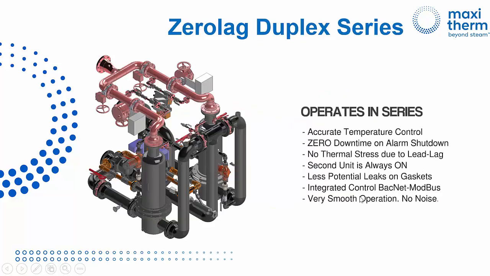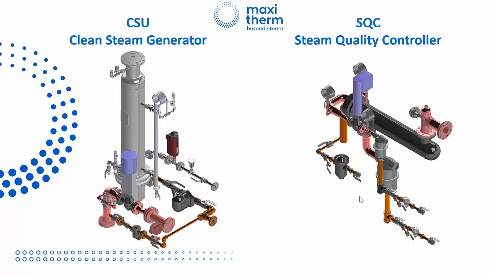So: accurate temperature control, zero downtime on alarm shutdown, no thermal stress due to lead-lag, the second unit is always on, less potential for leaks, BACnet, Modbus, very smooth operation, no noise. Next, a clean steam generator for humidification and sterilization, and also steam injection for food processes, for example.